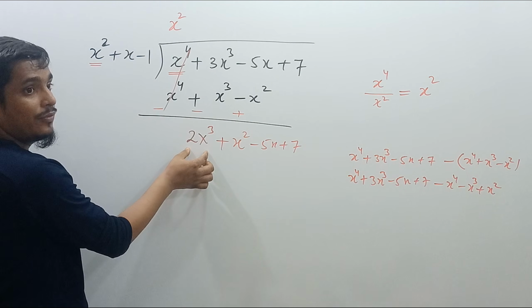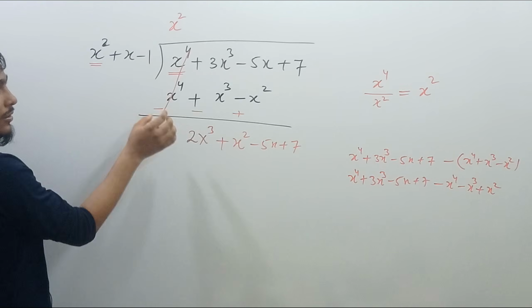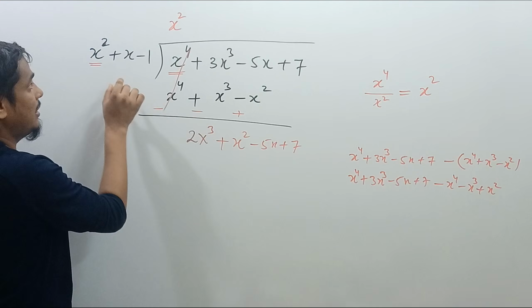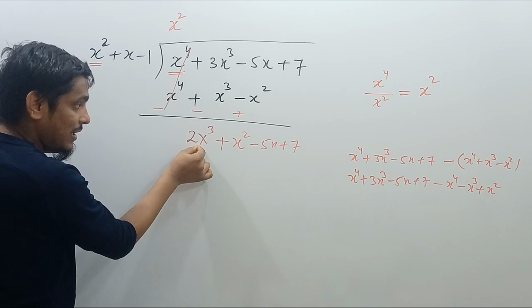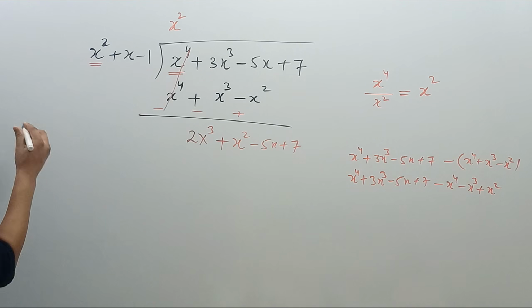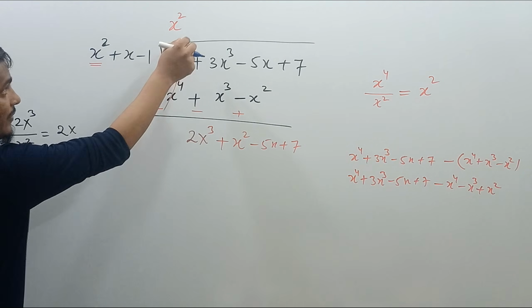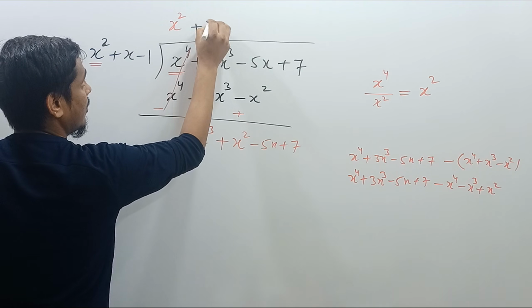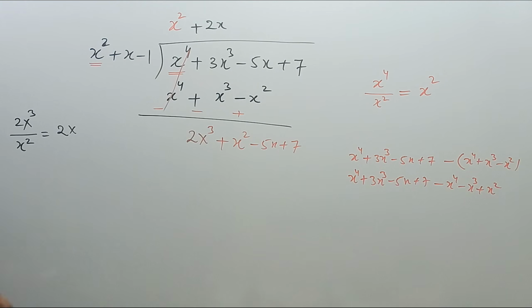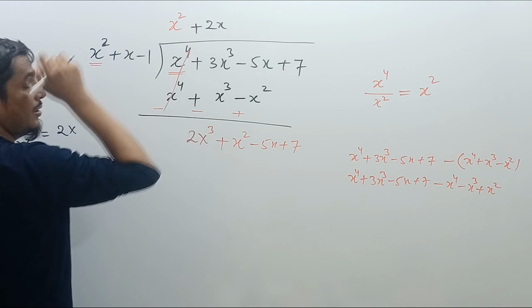Look for the leading terms. This is the dividend, this is the divisor. The leading term is 2x power 3 and the leading term of the divisor is x power 2. So we need to divide the leading term of the dividend by the leading term of the divisor. Dividing 2x power 3 by x power 2 gives us 2x. So the next term in the quotient is plus 2x.